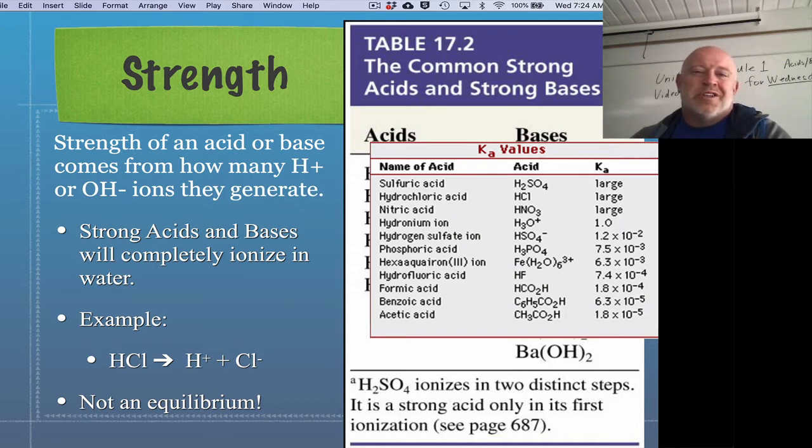So it actually kind of correlates back to things that we've talked about before, where fluorine being so reactive isn't going to give up that hydrogen ion and break that bond as well. So it's going to be considered a weak acid.